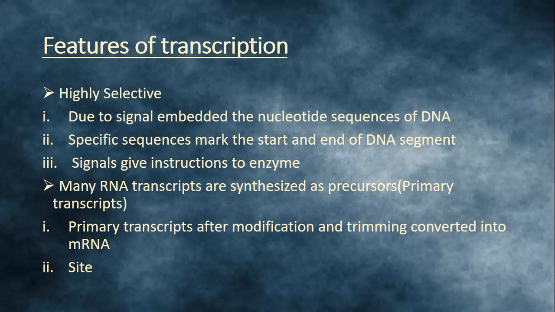At the start, many transcripts of messenger RNA are synthesized, and these transcripts are called primary transcripts. A few of them are modified, trimmed, and converted into the final, mature form of messenger RNA. This final, mature messenger RNA is then transferred from the nucleus to the cytoplasm, to different locations where protein synthesis is done.